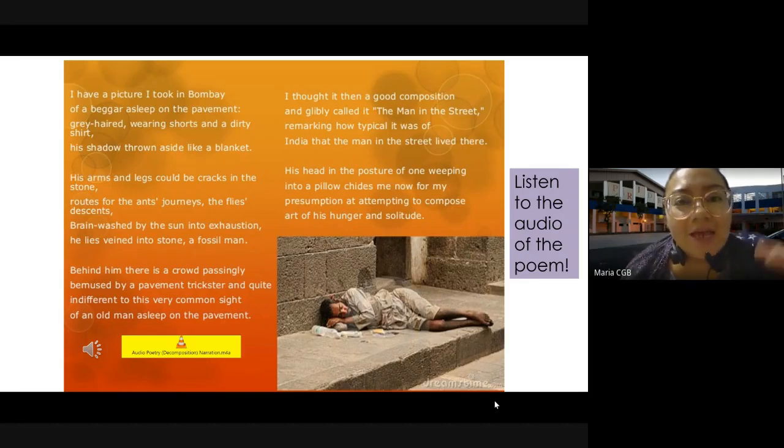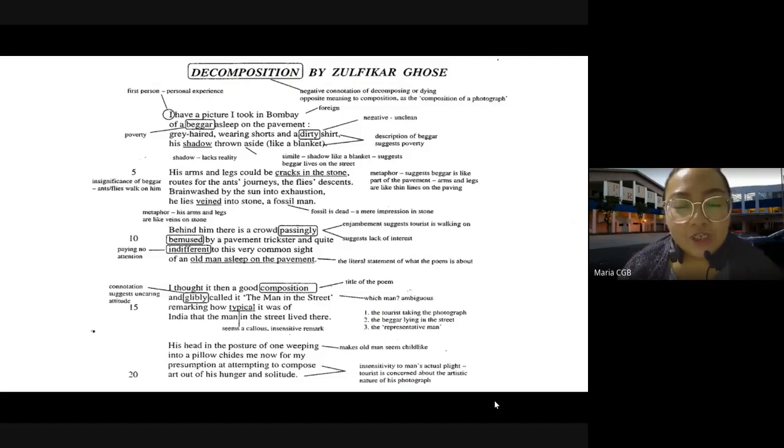All right, let's delve into the annotation. You may pause the video here to copy the annotation, Decomposition by Zulfikar Ghose. Now, I shall annotate stanza by stanza. I will just do a short commentary as you copy down. Make sure you copy down. You can use different colored pens or highlighters if you wish.